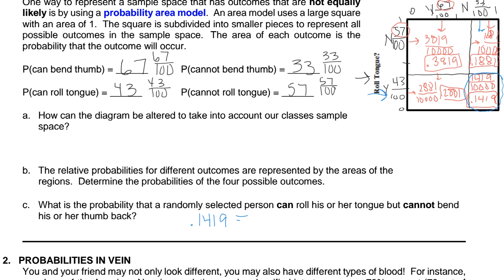0.1419. If you like a percentage, move your decimal point 2 places to the right. So 14.19%.